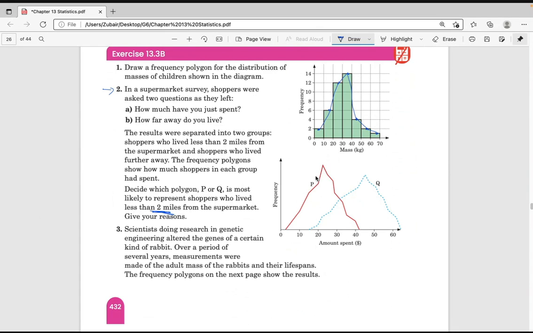One thing is for sure, P is spending less and Q is spending more. Imagine yourself in that. P is closer, at a lesser distance. And why? Because it has less amount spent and more frequency. If it is less amount, they live near, they can visit the supermarket again and again easily.